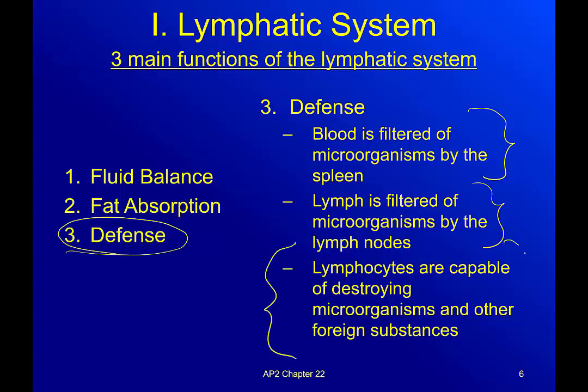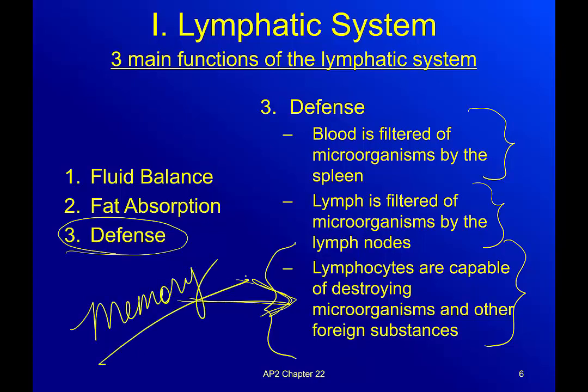Now, this is the complicated part. The lymphocytes, your T and your B cells, they're capable of destroying microorganisms and other foreign substances. Now, the thing that makes this so interesting is they have memory. And they have specificity. They remember the things that they go after, and they are specific. They go after a specific target. They know cold virus 3A, and that's what they go after. So that's the part that's going to take us quite a bit of time explaining, is that immune defense.